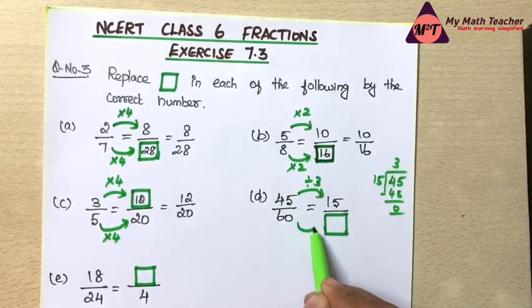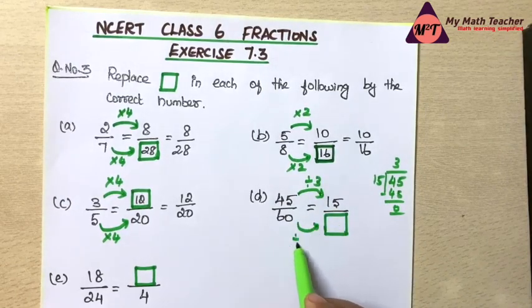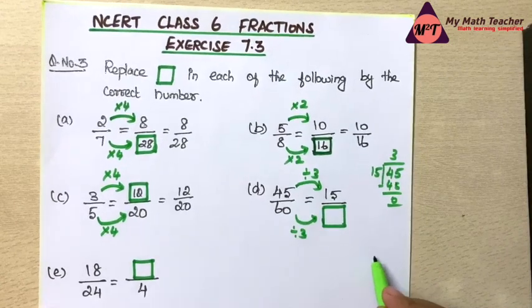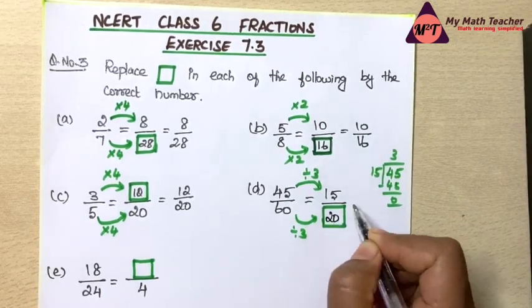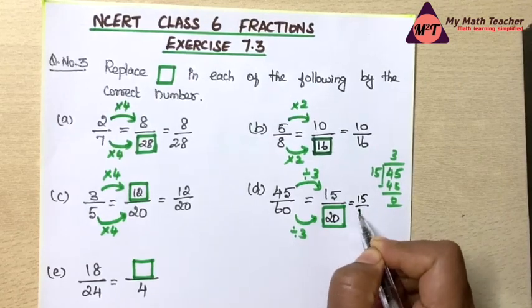The same way you have to do it here. Divide it by 3. Okay, 60 divided by 3. It will be 2, 0, 20. 20 into 3 gives us 60. So what is the answer? 60 divided by 3 is 20 here. Answer is 15 by 20.